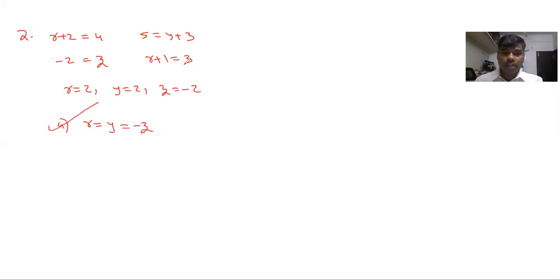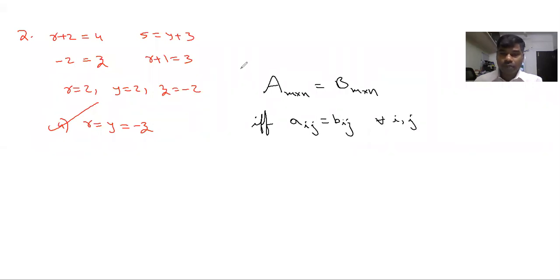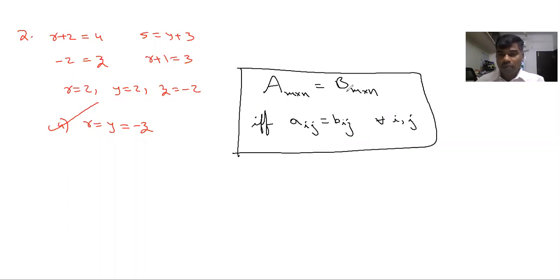The definition that you need to know is that two matrices are equal if A of order m by n equals B of order m by n if and only if the corresponding elements are equal, Aij equal to Bij for all i, j. This was the definition of equality of two matrices. Two matrices A and B are said to be equal if their orders are the same and the corresponding elements are equal. That's what we used here and got these equations.